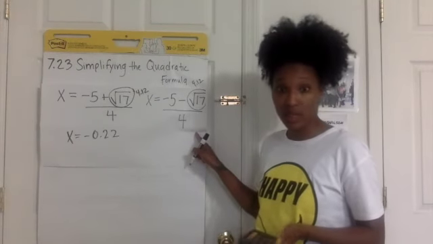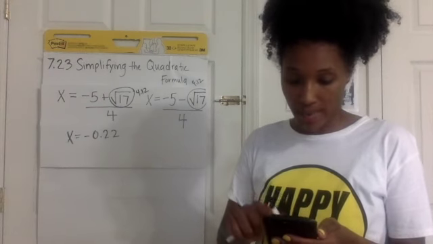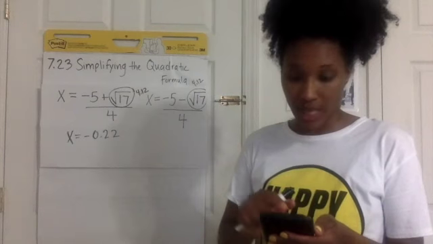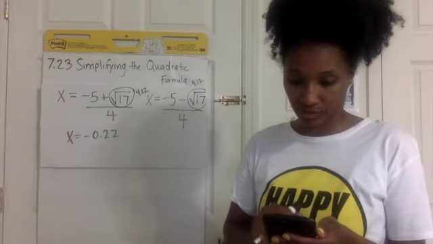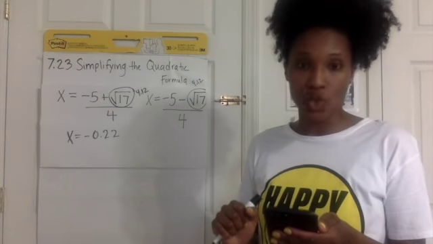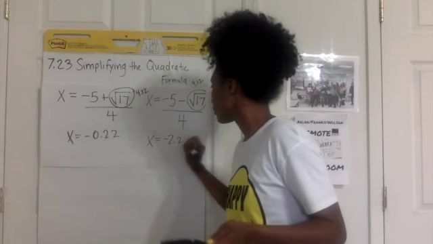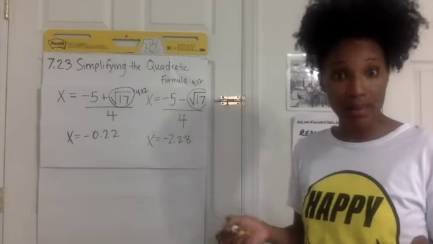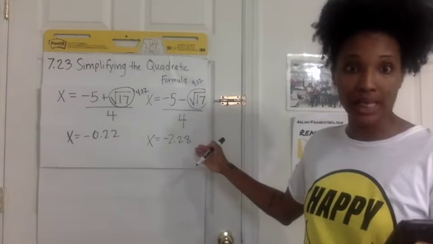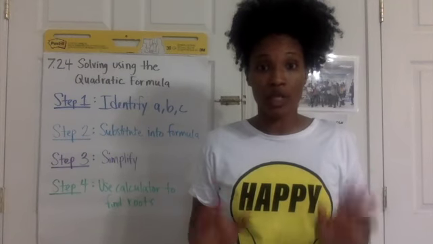Let's do the same thing here, but this time I'm doing subtraction. So -5 minus 4.12 divided by 4 is -2.28, which is -2 and 28 hundredths. So my parabola crosses the x-axis at -2.28.